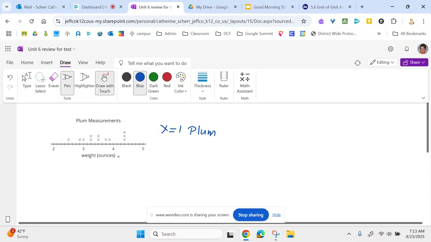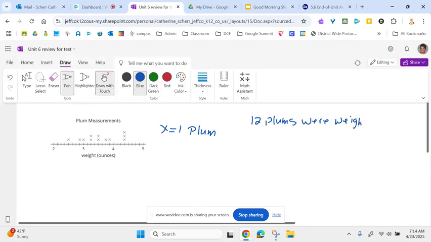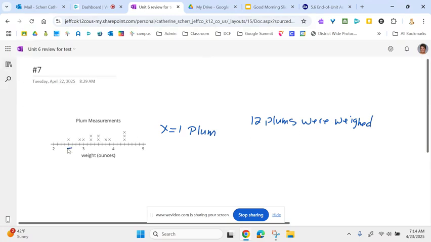So for this line plot, there are a total of 1, 2, 3, 4, 5, 6, 7, 8, 9, 10, 11, 12. There are a total of 12 plums that were weighed. So out of these 12 plums, we have one that is the least amount and some that were the most amount. There were 3 plums that weighed the most that was the same. 1 plum weighs the least.